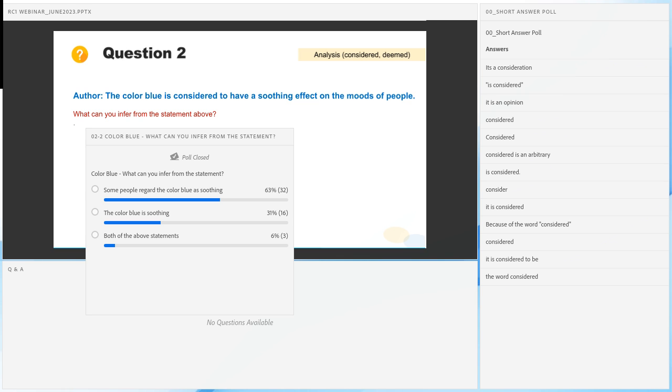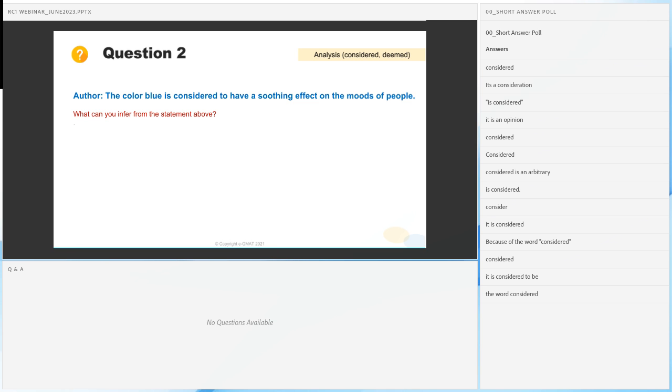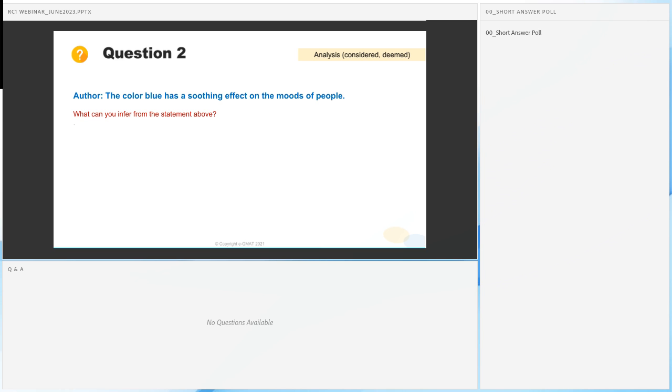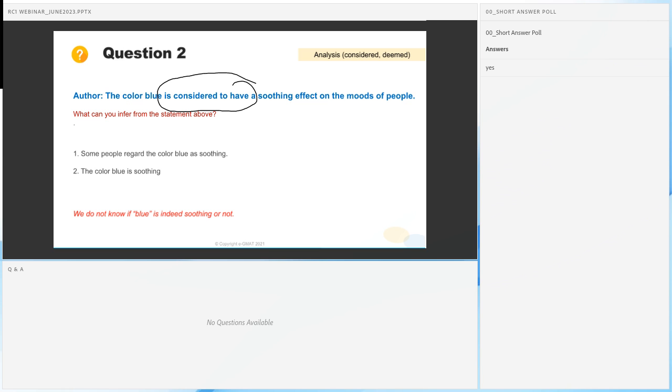Whereas if you were to choose option number 2, which is "the color blue is soothing," then what you are really saying is that the author believes that the color blue is soothing. We have no evidence to say that. Is that clear to everyone from this statement? Because the author has said "is considered to have," you can only be certain about this. You cannot bet your money on this.